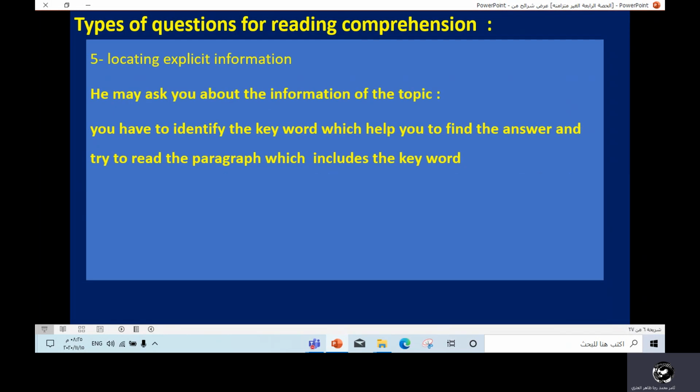Number 5, locating explicit information. Maybe he will ask you about the text or information about the text. You have to identify the keyword of this question, and you have to identify which paragraph was talking about these keywords in the question.